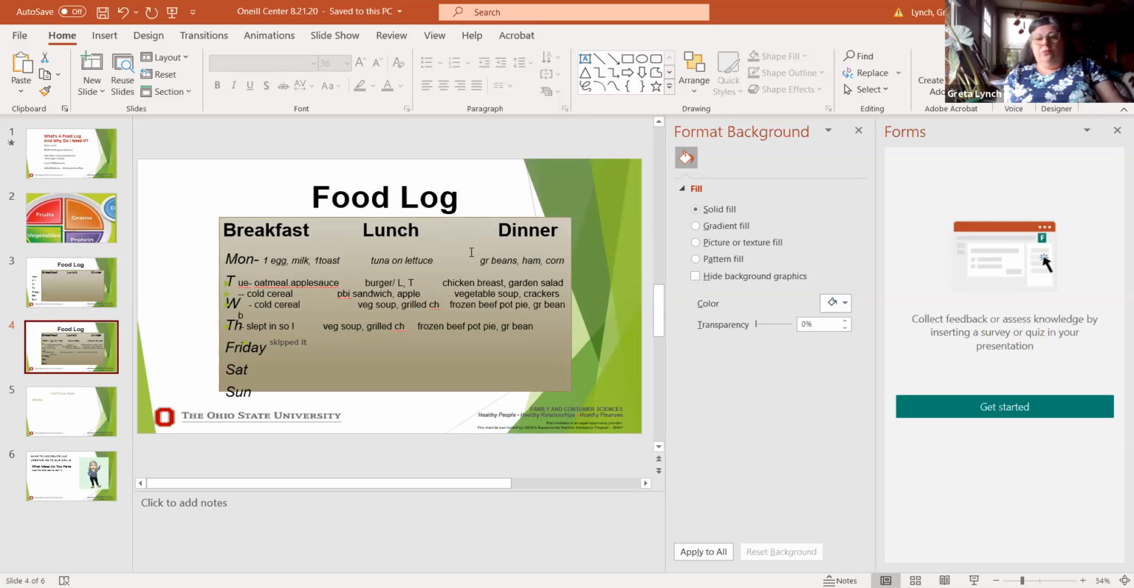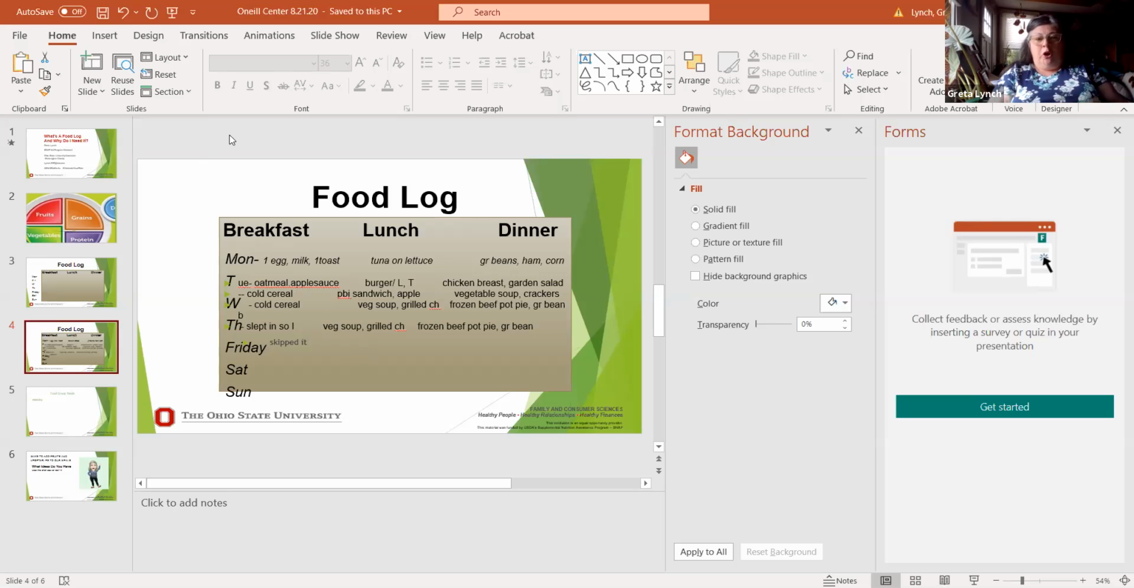Now you'll notice I didn't write the amounts down. You can, if you're also counting calories or if you're also trying to look at specific things, but today we're keeping it pretty basic. So then for Tuesday, I had oatmeal with applesauce. Now, I don't know about you, but that's how I sweeten my oatmeal. I like to dump some applesauce in there, and then I don't add any milk or sugar, but that's what I like.